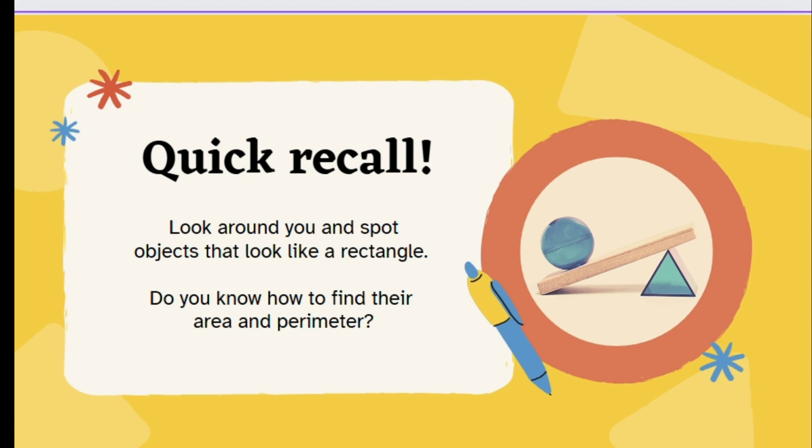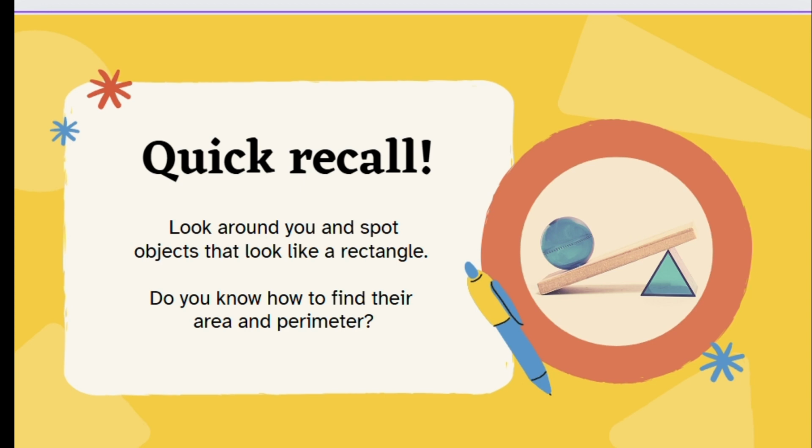For example, I'm asking you one question: look around you and spot objects that look like a rectangle. You have to mention some objects that look like a rectangle in your surroundings or in your daily life. You can answer like this: a book that you are reading, that is basically a rectangle, or a shoebox, that is also a rectangle.